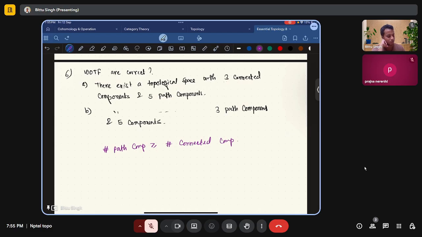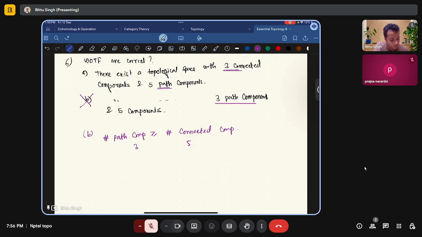So here in the first question there are 3 connected components and 5 path components. So it seems like it can happen, but in option B there are 3 path components and 5 connected components, which is not possible. So by this, B is not possible. This is 3 and this is 5. Now what about A?